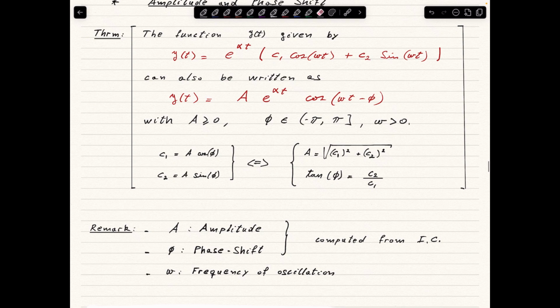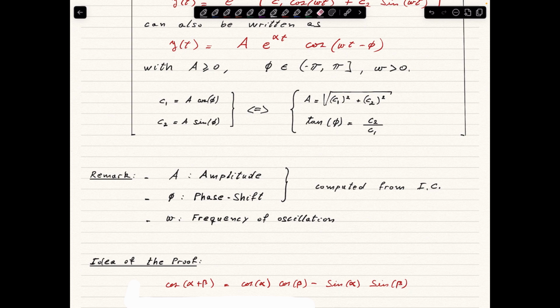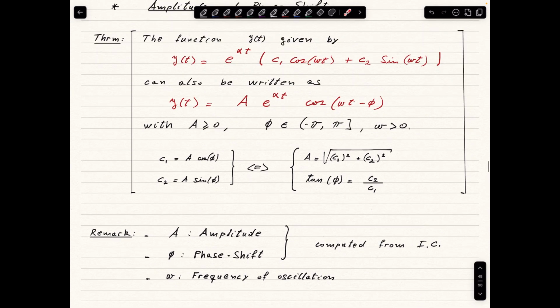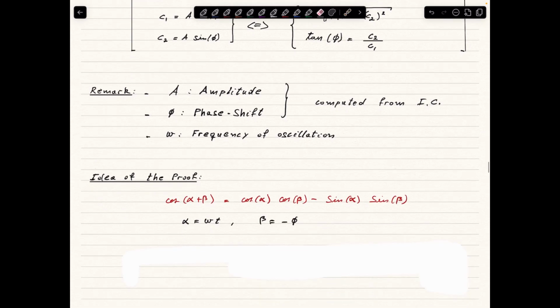What is the idea of the proof? The idea of the proof is simply a trigonometric identity. So it's left for the reader, but recall that the cosine of an addition of angles is the cosine of the first angle times the cosine of the second, minus, if we have a plus here, then we have a minus here, the sine of the first times the sine of the second. This is a trigonometric identity, and if you use that identity with alpha to be omega t and beta to be negative phi, which is what we have essentially here, then you get from one expression to the other.